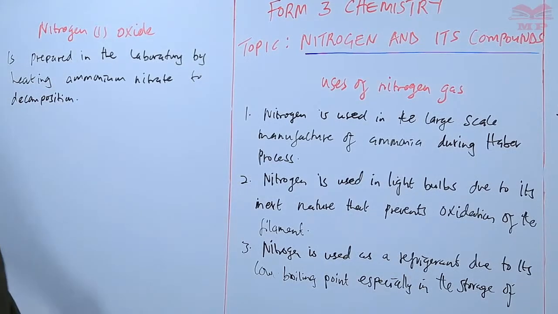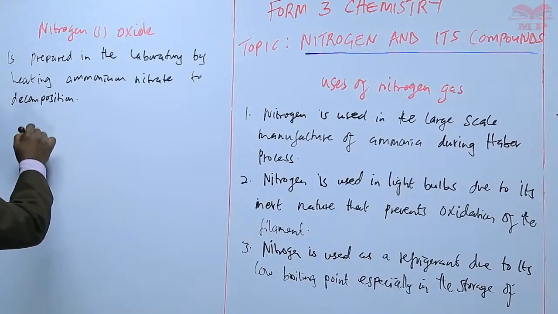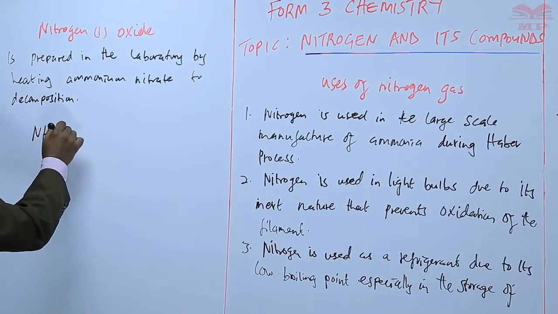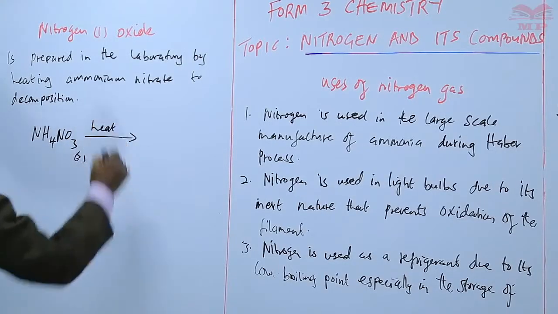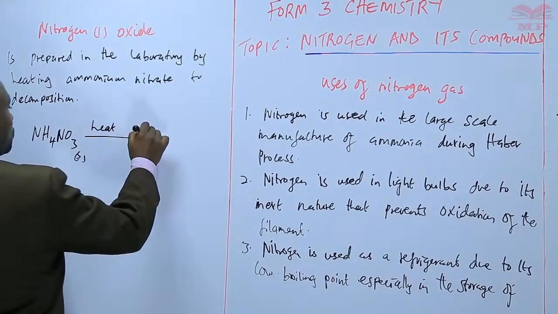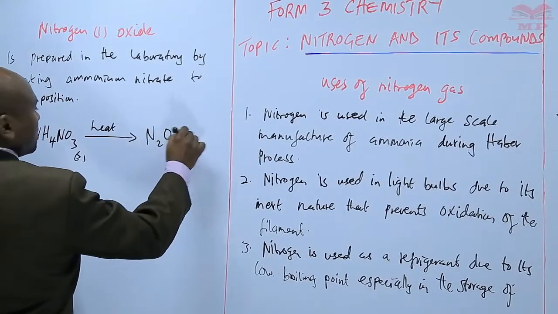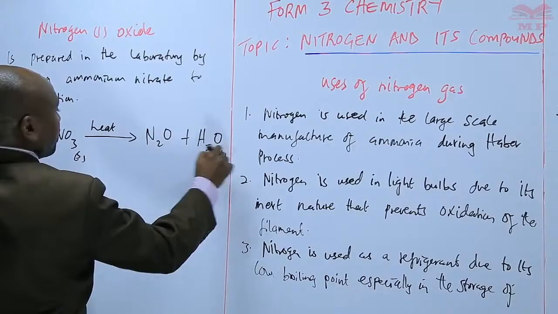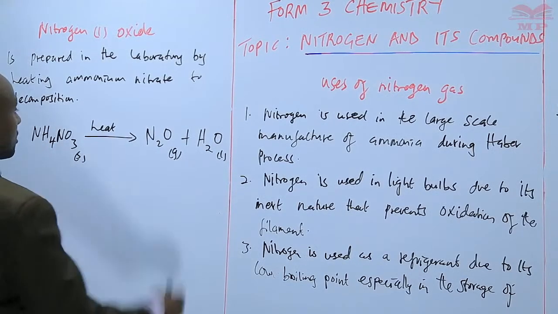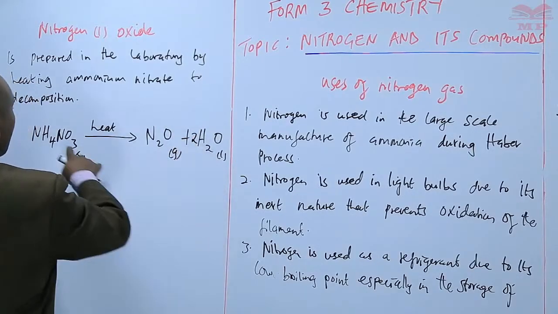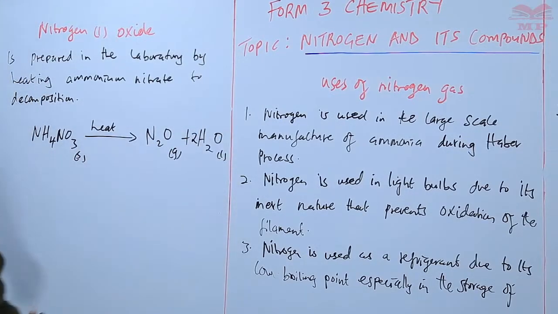So we are saying that ammonium nitrate undergoes thermodecomposition to produce nitrogen 1 oxide plus water. Nitrogen 1 oxide is a gas. So if we balance, those are 4 hydrogens and 3 oxygen, 1 plus 2. And that equation is balanced.